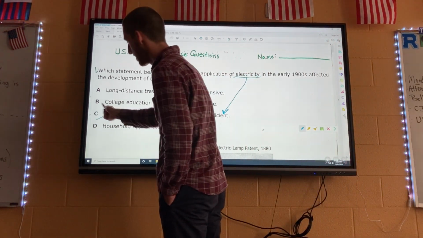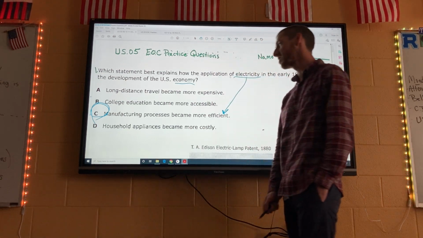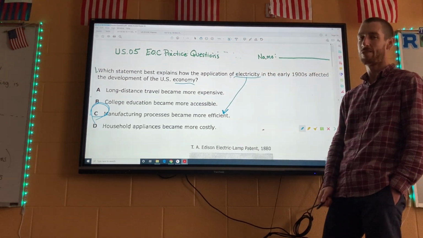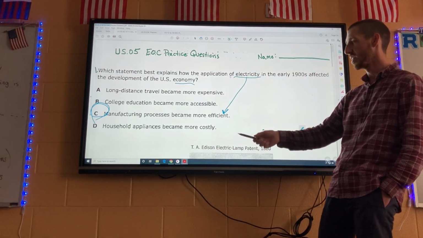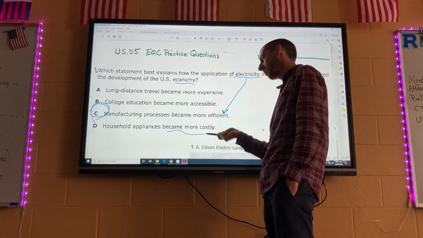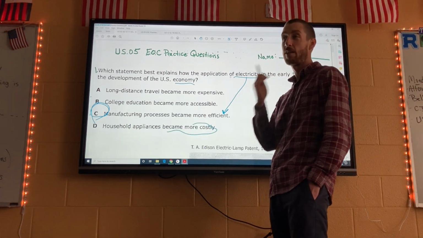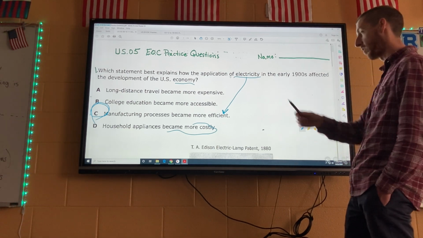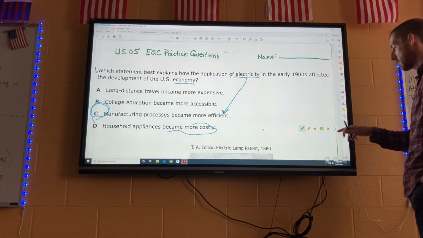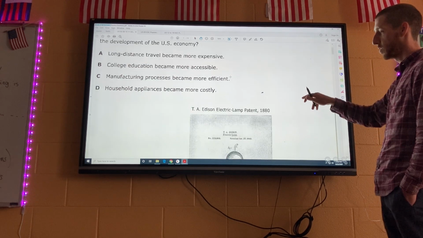So number one is gonna be C. Number one, our best answer is C. If you read the other ones, they don't even make any sense when applied to electricity. Household appliances actually become less expensive because electricity is gonna make things a lot quicker, a lot better, a lot easier, okay? So US.05, number one is C.